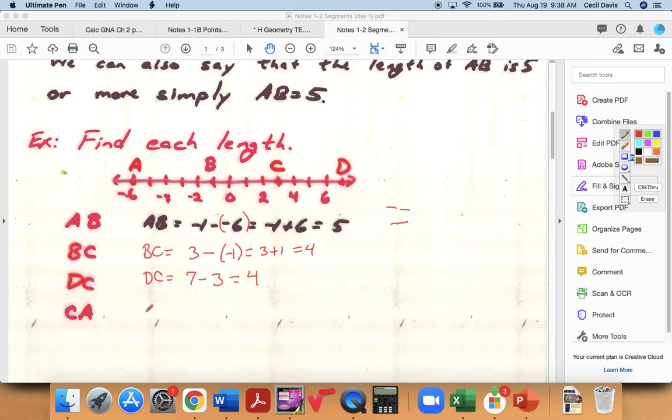And then the last one on this set, the length of segment CA. C's coordinate is 3. A's coordinate is -6. Again, we always do the right one minus the left one, because we're going to do the bigger coordinate minus the lesser coordinate. We'll rewrite that as 3 plus 6, and that's equal to 9.